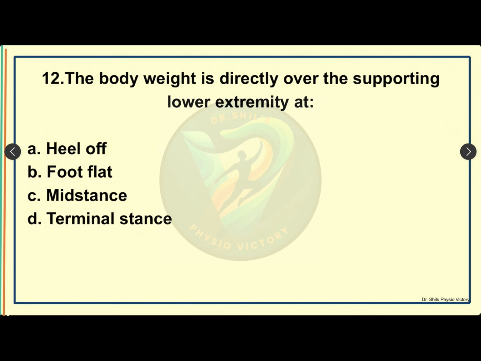Next question. The body weight is directly over the supporting lower extremity at option A heel off, option B foot flat, option C mid stance, and option D terminal stance. Here the correct answer is option C mid stance. The body passes directly over the supporting foot. The center of gravity is highest.